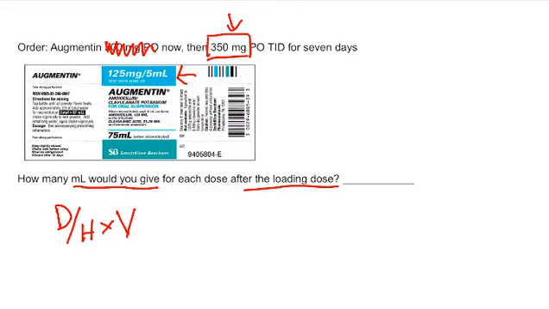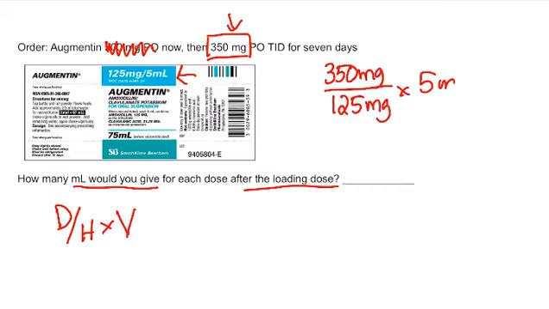And I know that this is going to be a D over H times V question. In this case, my D, my maintenance dose order, is 350 milligrams. And what do I have? I have 125 milligrams times 5 milliliters. Go to my calculator. 350 divided by 125 times 5 equals 14 milliliters.